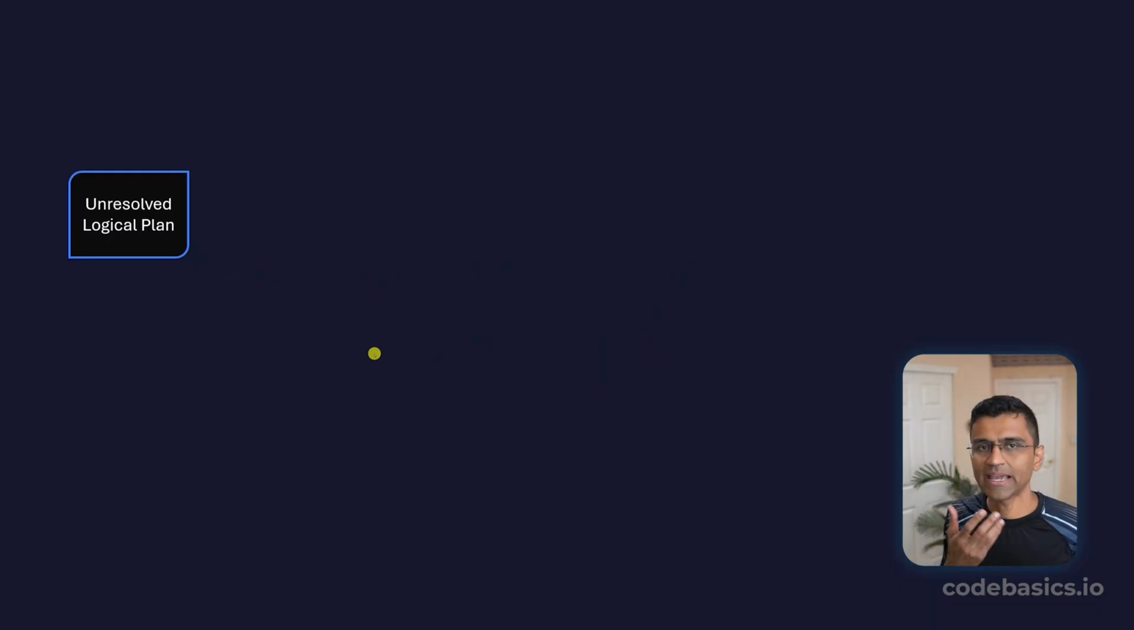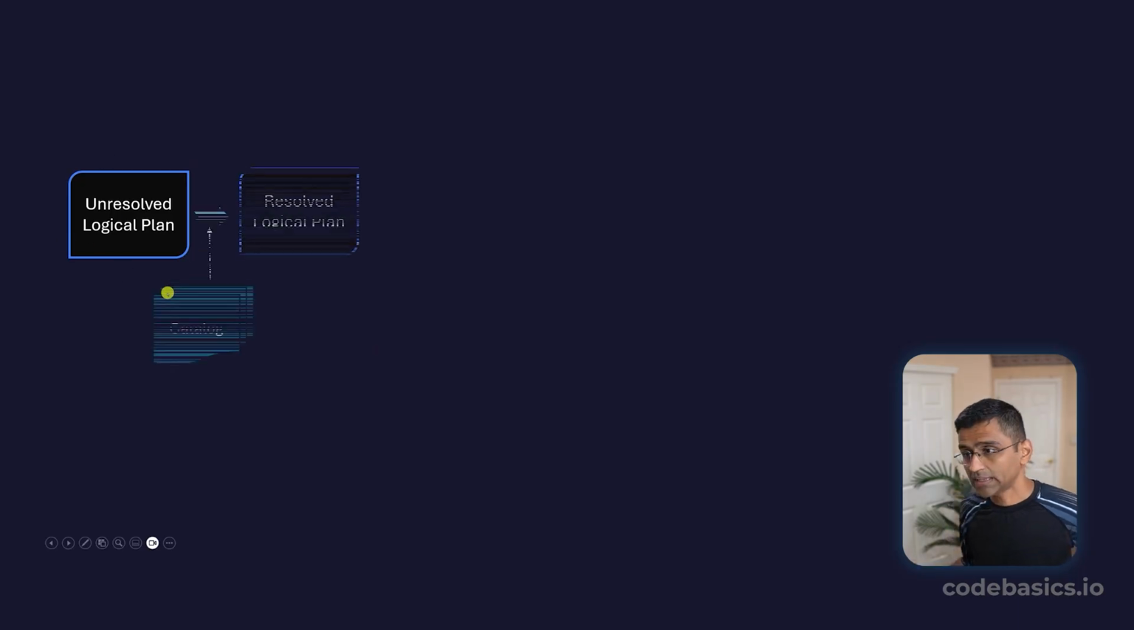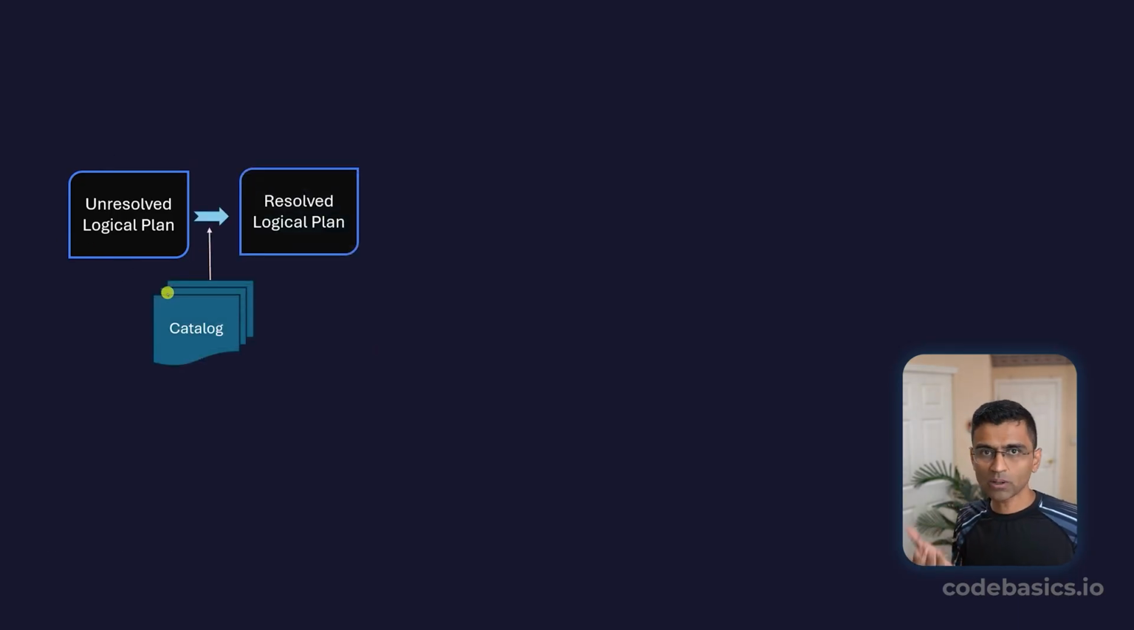So when you write any query, we use the Python API to write that query, but you can also do %SQL and write that query. When you say select ABC from table X, what you have is an unresolved logical plan. And then you will use the catalog. The catalog has information on your databases, tables, etc., which will create your resolved logical plan.